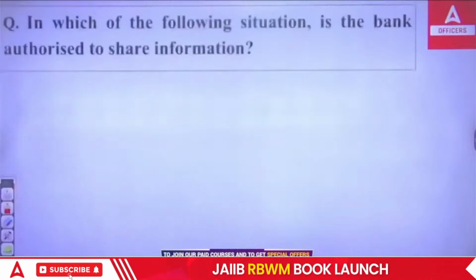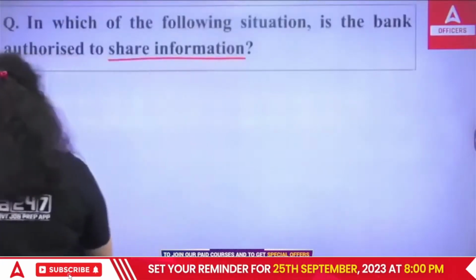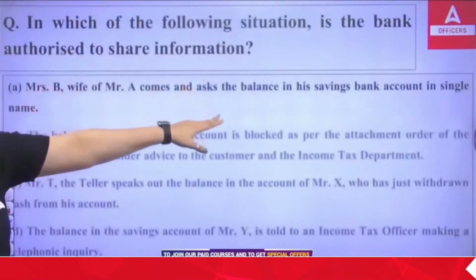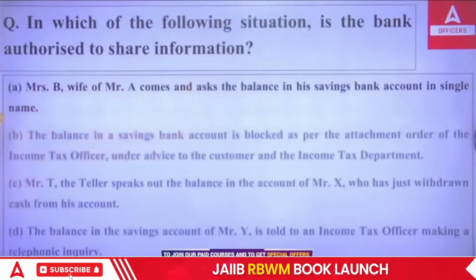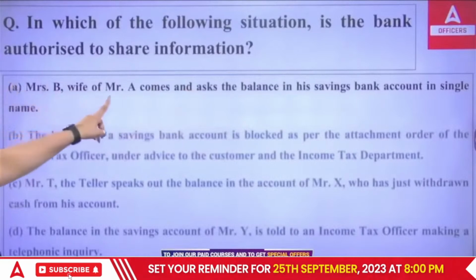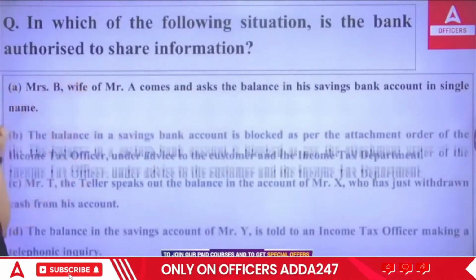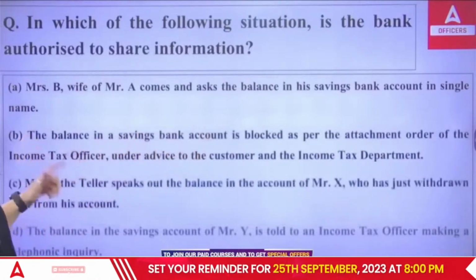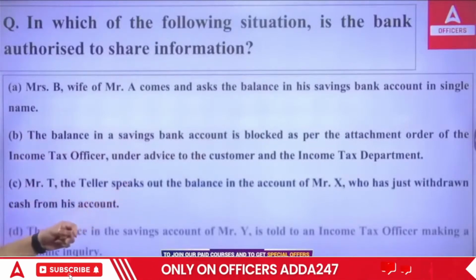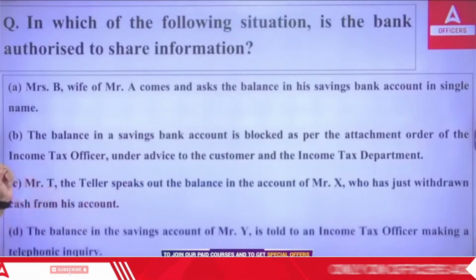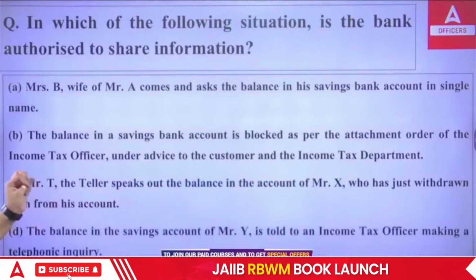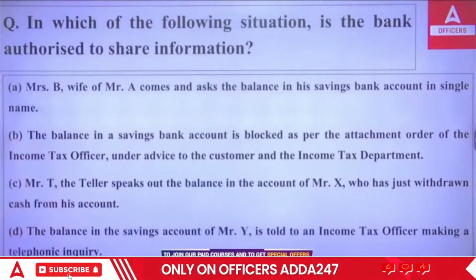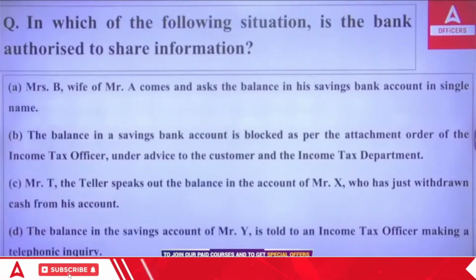Now, in which of the following situations is the bank authorized to share information? In which situation is the bank authorized to share the information? First, Mrs. B, wife of Mr. A, comes and asks the balance in his savings account held in a single name. So the account is in the name of Mr. A, but his wife came to the bank and is asking for the amount. Second, the balance in a savings bank account is blocked as per the attachment order of the income tax officer under advice of the income tax department. Then Mr. T, the teller, speaks out the balance in the account of Mr. X, who has just withdrawn cash from his account. Then the balance in the savings account of Mr. Y is told to an income tax officer making a telephone inquiry. So what do you think? In which of the following situations is the bank authorized to share information about the customer?